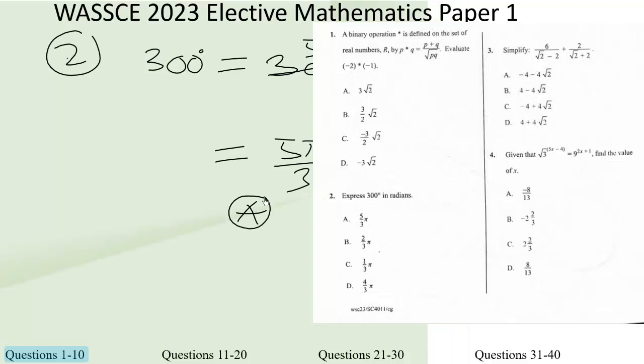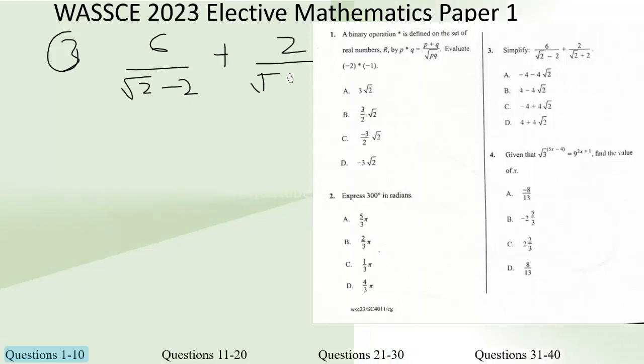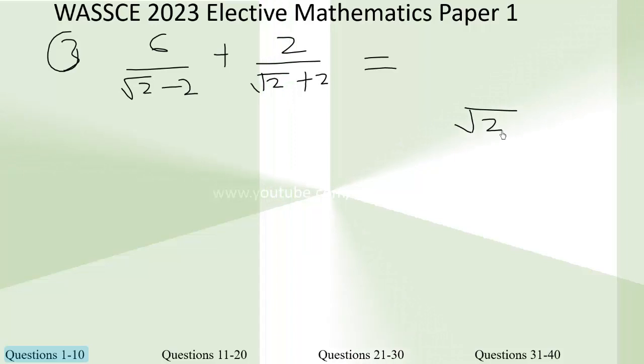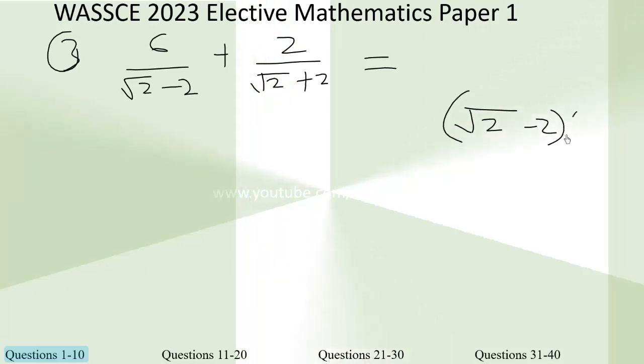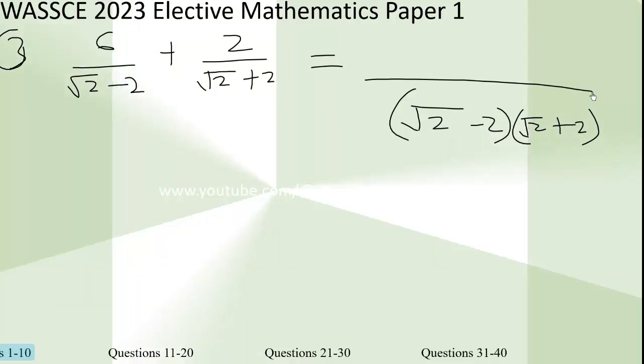Then let's look at question number 3. We have to simplify 6 over (square root of 2 minus 2) plus 2 over (square root of 2 plus 2). So you can easily use the calculator to evaluate it, but let's see how we can show the working in case it appears in paper 2. So we call it the LCM. The LCM is (root 2 minus 2) times (root 2 plus 2).